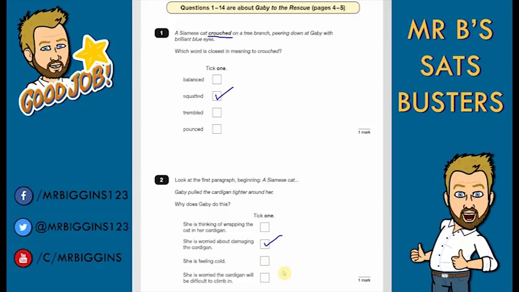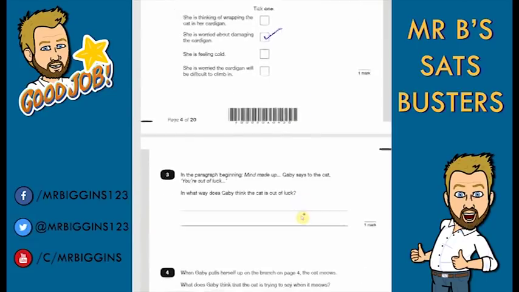She doesn't know when she's going to get a new one if she damages it, so she's worried about damaging it. She's definitely not thinking of wrapping the cat in the cardigan, or else she wouldn't have taken it off. She wasn't feeling cold, or she would have taken it off. She's worried the cardigan might be difficult to climb in. That one could be a bit tricky, might get some of you out, but you need to look at the sentence immediately after, and that gives us the information.